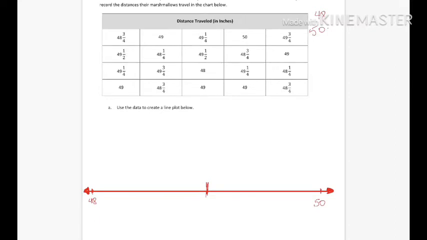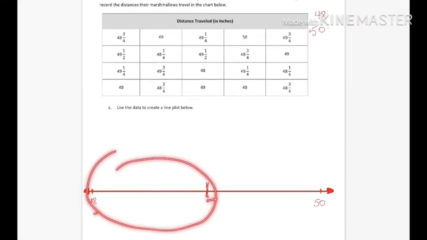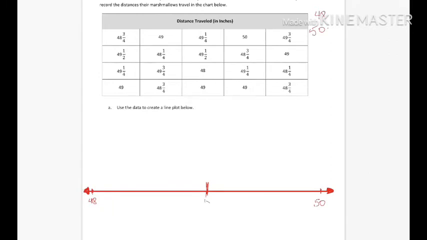The second thing I'm going to notice, since we're working with these measures and these measures have fractions, is that we have to see what type of fractions they have. So they have two different fractions. They have fourths and they have halves. So this is what we're going to do. The first thing we're going to do is cut each one of our wholes. These are our wholes, 48 and 49, 49 and 50.